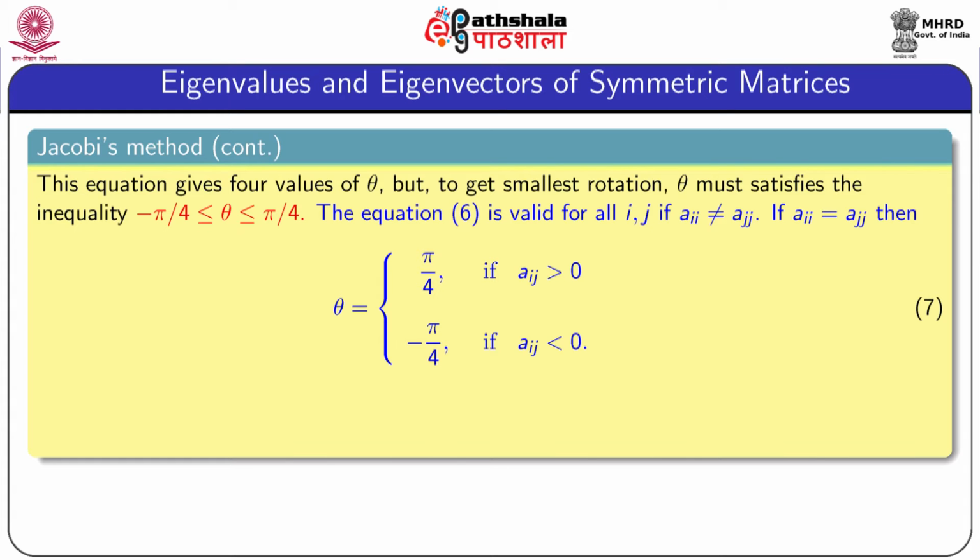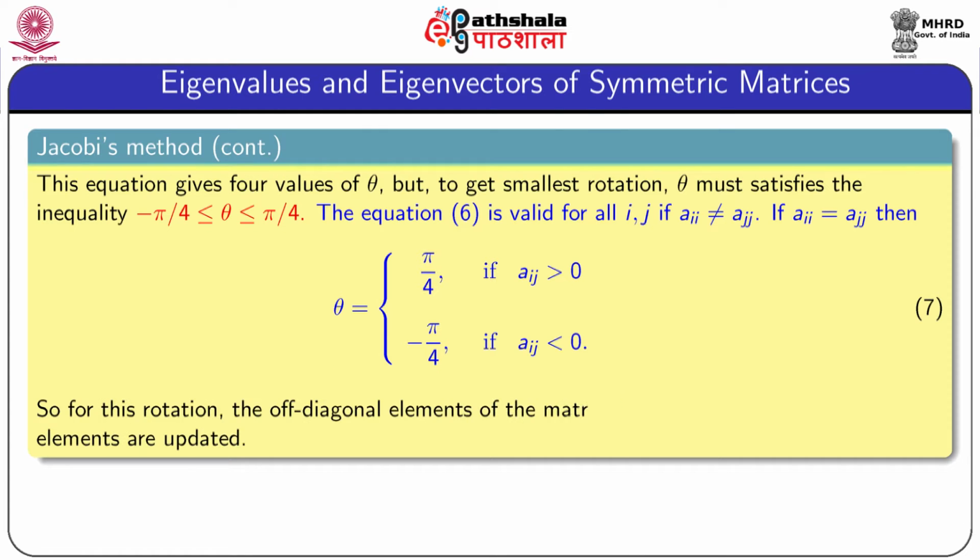But if aii equal to ajj, then theta equal to plus pi by 4 if aij greater than 0, and theta equal to minus pi by 4 if aij is less than 0, that means if aij is a negative quantity. That means equations 6 and 7 are used to determine the angle theta. So, for this rotation, the off diagonal elements of the matrix R1 bar inverse into A1 into R1 bar vanish and the diagonal elements are updated.